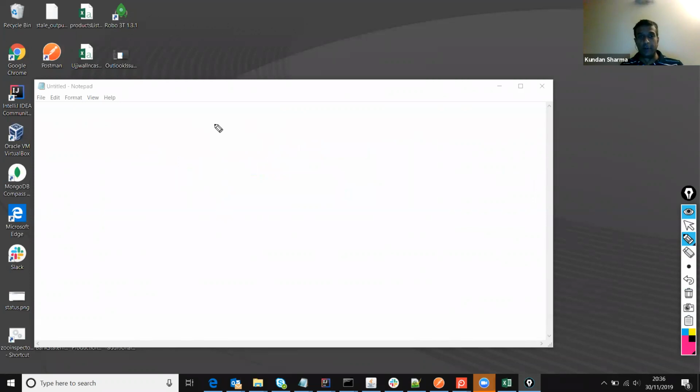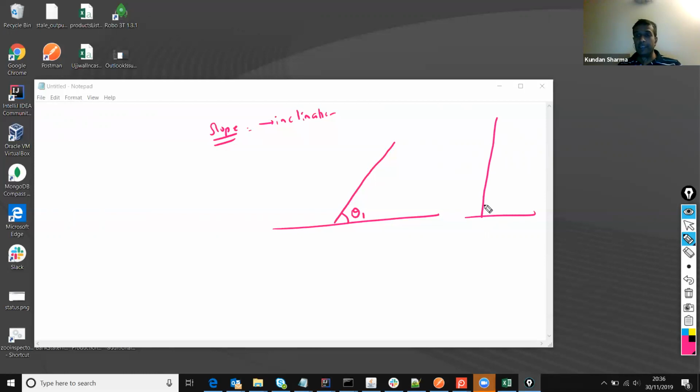So what exactly is the slope? Slope means inclination. It's an English word, right? We all have seen that, if you would have seen in the park, you have a slope, right? If a slope is inclined, let's say this is θ1, and another ride which is having something like this, θ2. You can see that this slope has a higher inclination. This has a lesser inclination. Inclination means it is bent lesser towards the ground, and this is more.